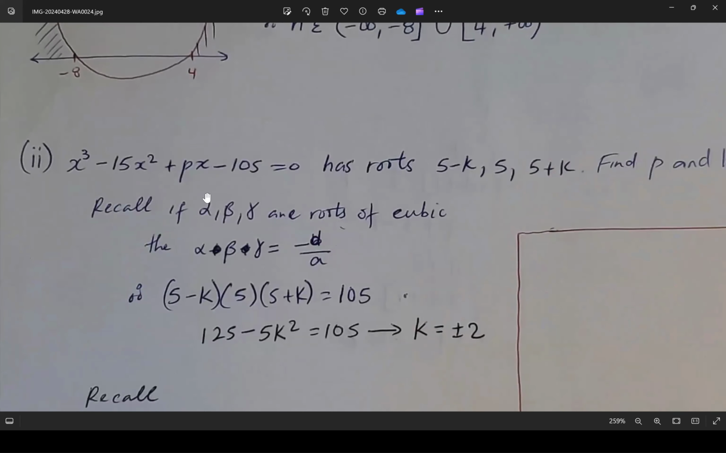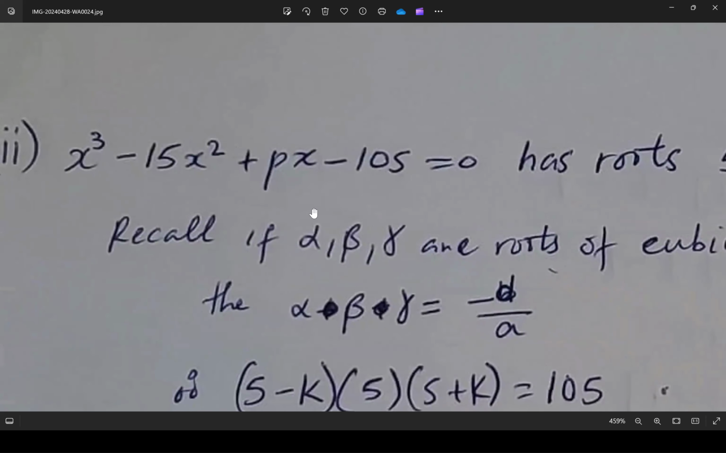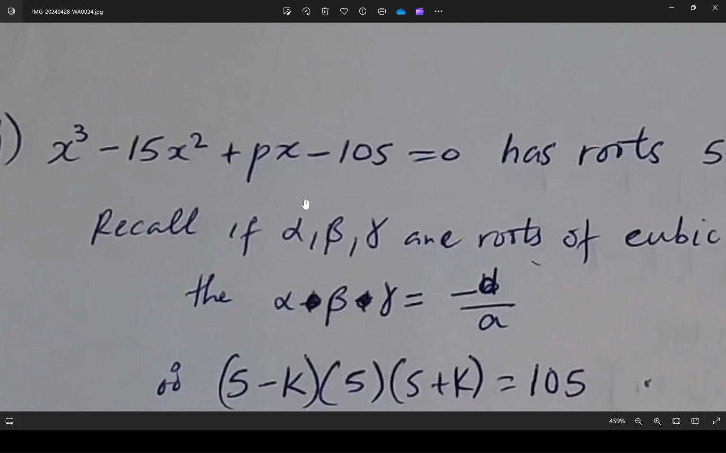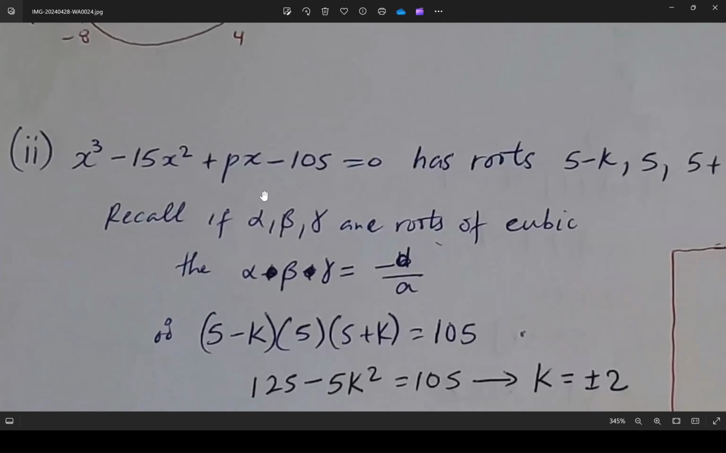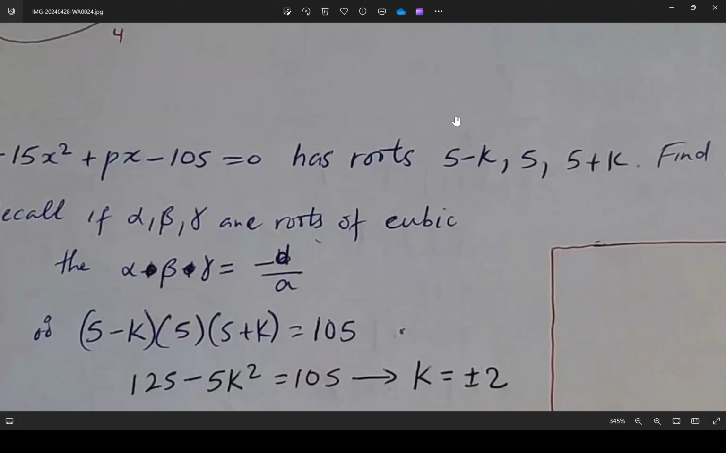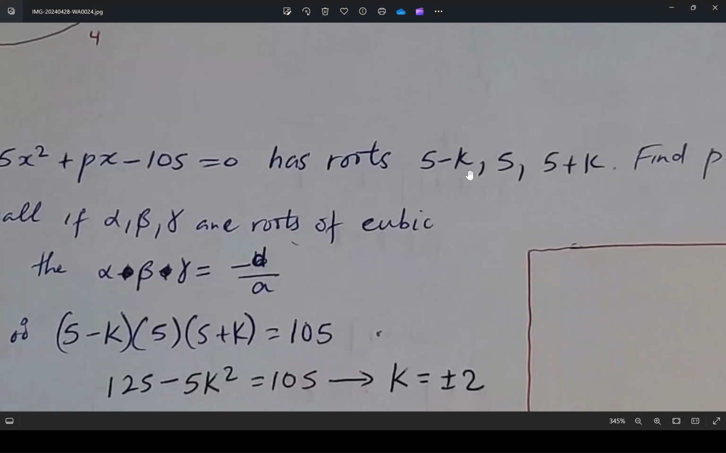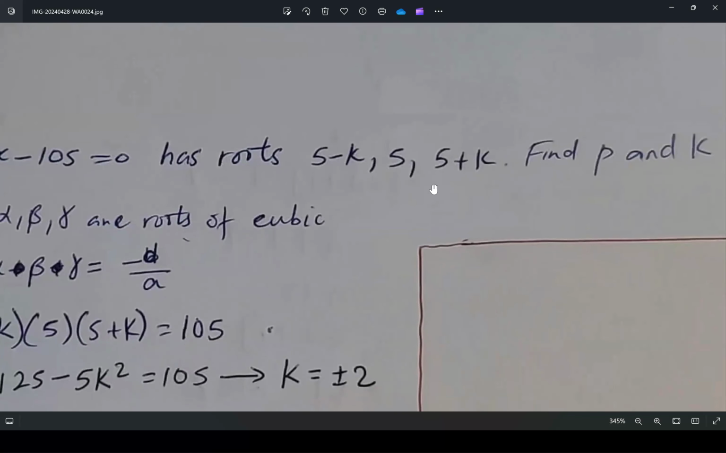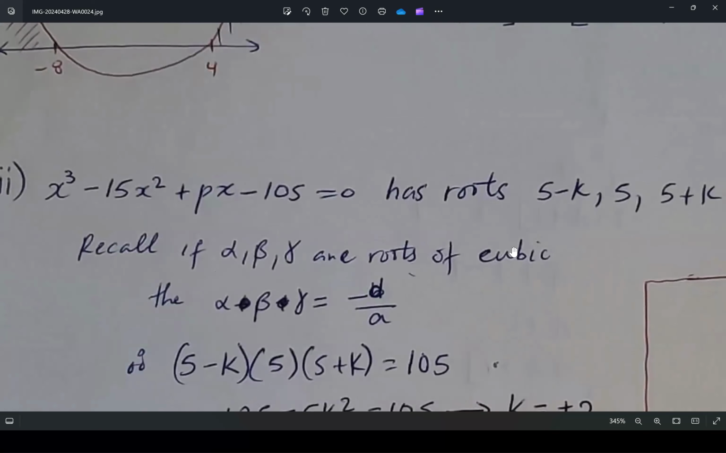Now, this question is about cubics and roots, right? So for this, the question has this cubic and says it has these 3 roots: 5 minus k, 5, and 5 plus k. And it wants us to find p and k.